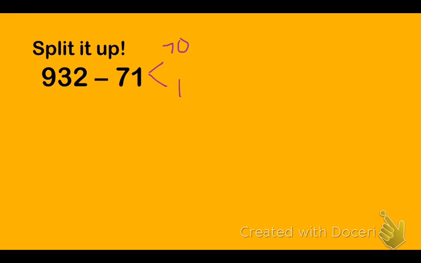So what I'm going to do now is take the number 70, and break it down into 10 plus 10 plus 10, 40, 50, 60, 70. And then I'm going to add that 1 at the bottom. Now what I'm going to do is count backwards. I'm going to subtract backwards. So I'm going to start with 932 because I'm subtracting 932 minus 71. And I'm going to just start doing my subtraction.